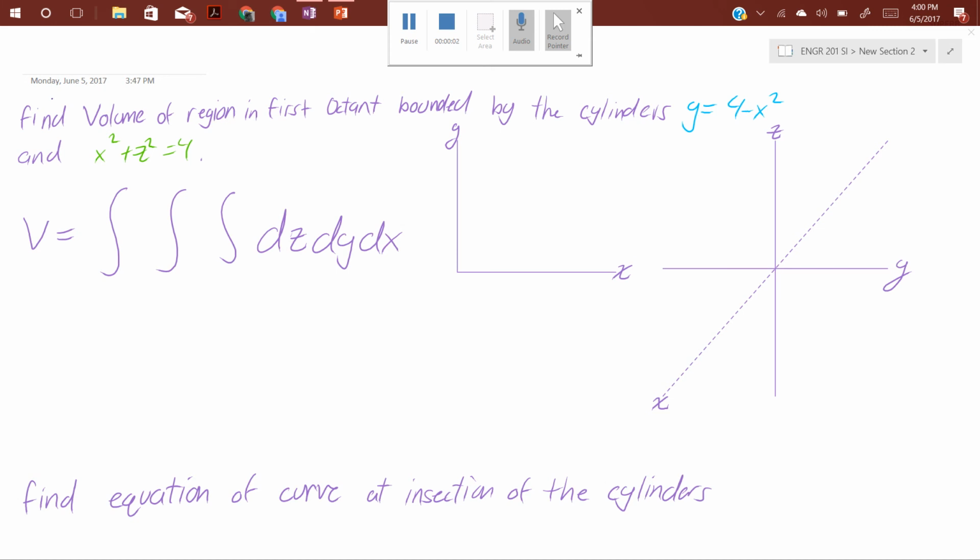Hey everyone, I am making a video going over how to find volumes using triple integrals and how to draw different planes in 3 dimensions, trying to show you the pathway on how to find your limits whenever you're doing triple integrals, and what things to look out for.